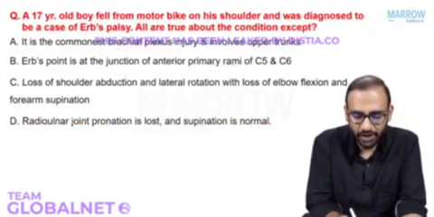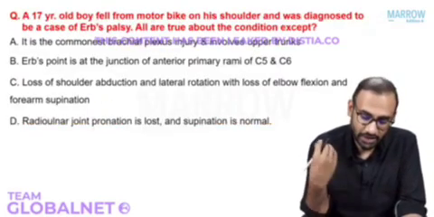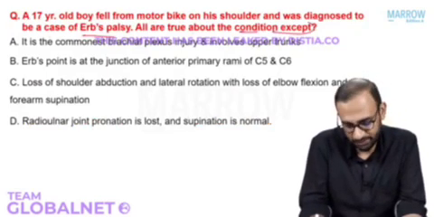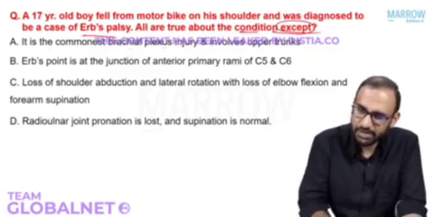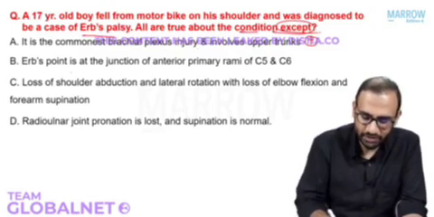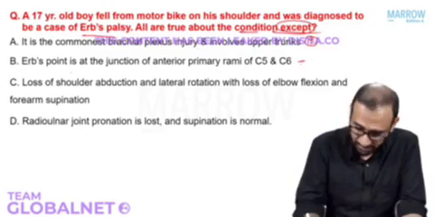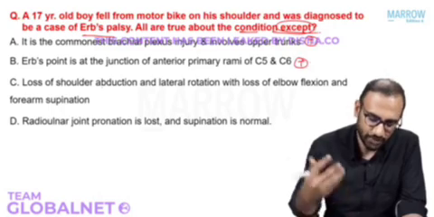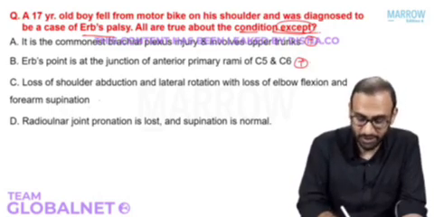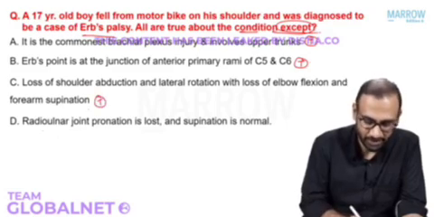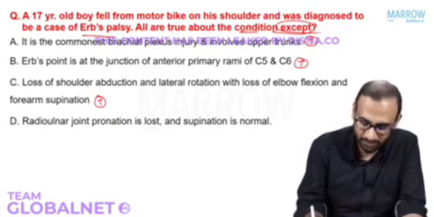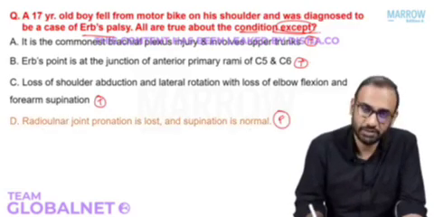A 17-year-old boy fell from a motorbike on his shoulder and was diagnosed to be a case of Erb's palsy. Okay, all are true about the condition except: it is the commonest brachial plexus injury and involves the upper trunks. Yes, true. Erb's point is at the junction of the anterior primary rami of C5 and C6. Yes, it is true. Loss of shoulder abduction and lateral rotation with loss of elbow flexion and forearm supination. That's pretty much the deformity that happens. Radioulnar joint pronation is lost and supination is normal.